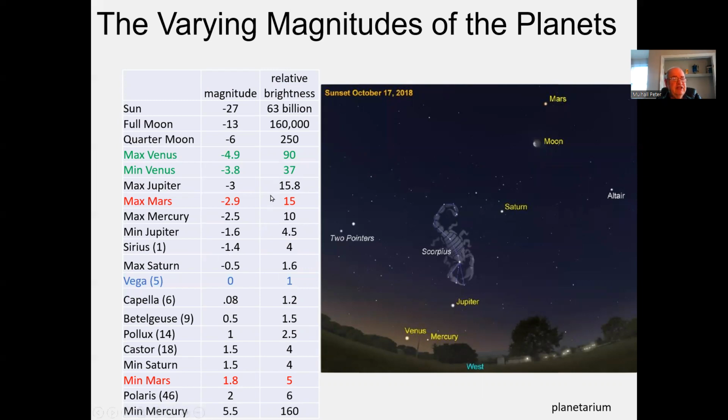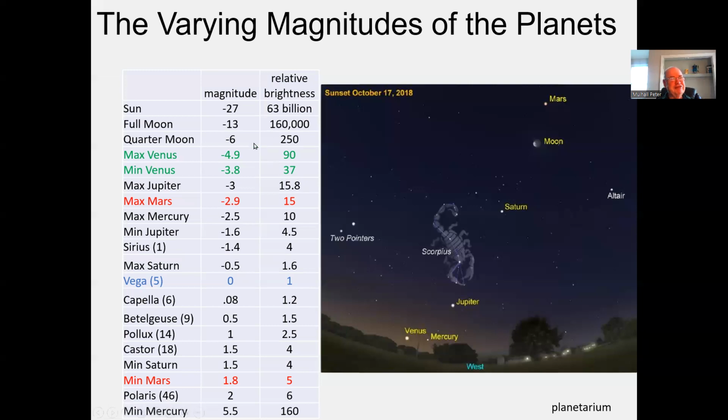Okay. How do we read these numbers? These numbers are based upon Vega. Vega being a magnitude of 0, calling it a brightness of 1. What this means is minus 4.9 means that Venus at its brightness is 90 times brighter than Vega. That's what this 90 means. That the quarter moon is 250 times brighter than Vega. And the sun is 63 billion times brighter than Vega.